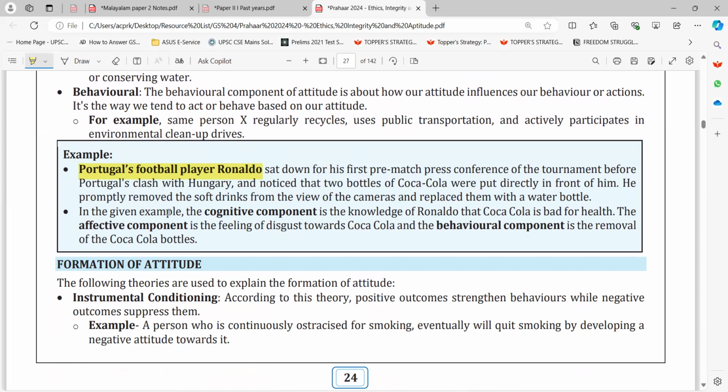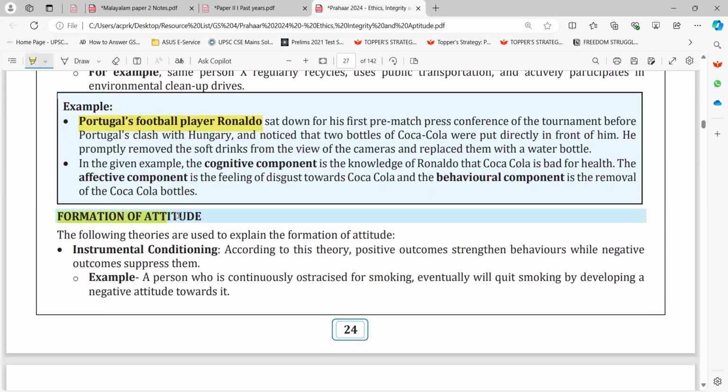In the given example, the cognitive component is the knowledge of Ronaldo that Coca-Cola is bad for health. The affective component is the feeling of disgust towards Coca-Cola, and the behavioral component is the removal of the Coca-Cola bottles. Formation of attitudes. The following theories are used to explain the formation of attitude.